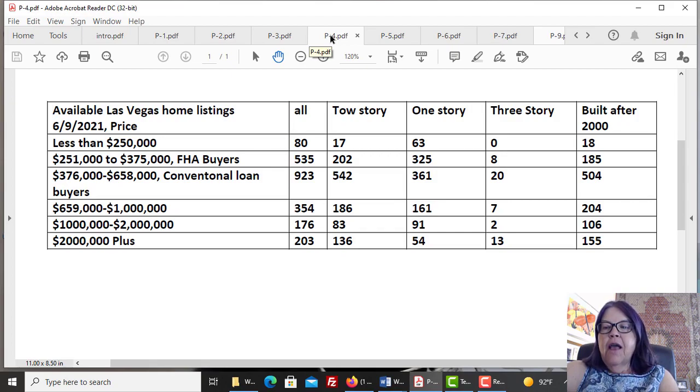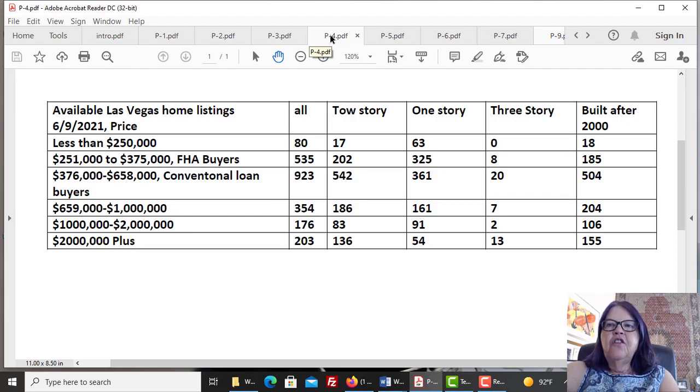The conventional loan limit in Clark County is $548,250, which with the addition of a 20% down payment equals $658,000. 923 houses are listed in this price range, and many of these were in the FHA price range before more than 22% home price appreciation in the last 12 months. Of these, 542 units are two-story and 361 are one-story, while more than half were built after 2000. So even conventional loan buyers with a 20% down payment are priced out of 733 out of 2,031 listings, and have 1,298 choices. So the vast majority of buyers can only afford 1,300 houses.